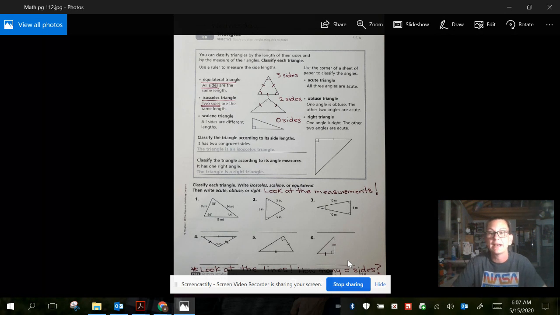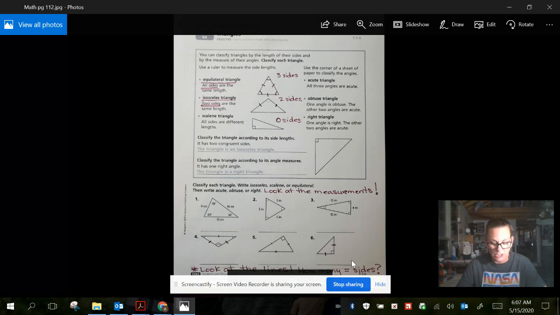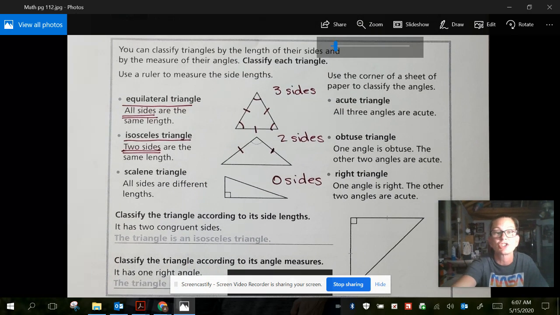We are covering pages 112 and 113 today. We are talking about triangles, those polygons that have three sides. Three, okay? Today we're talking about how to classify them based on how many equal or congruent sides they have. So let's check it out.